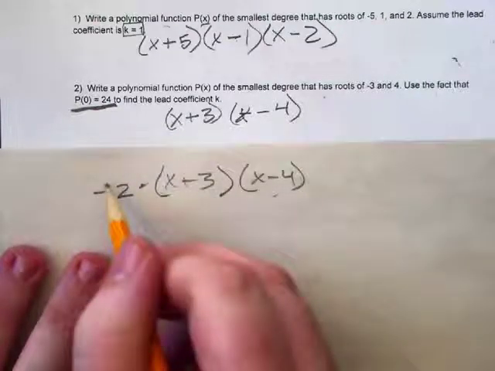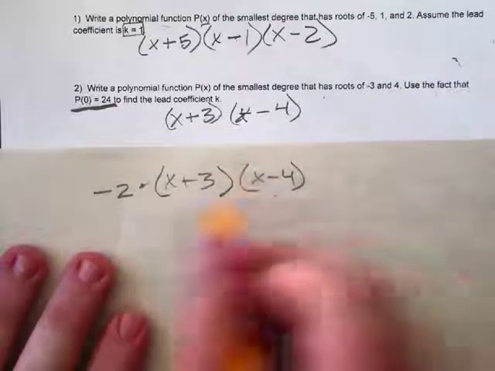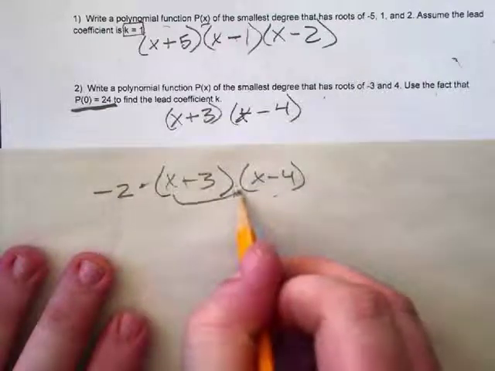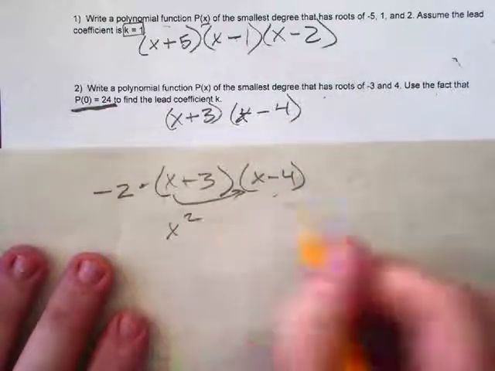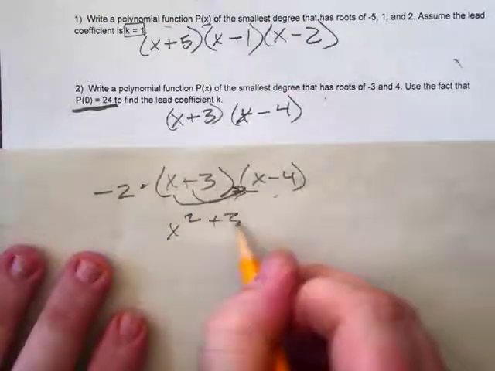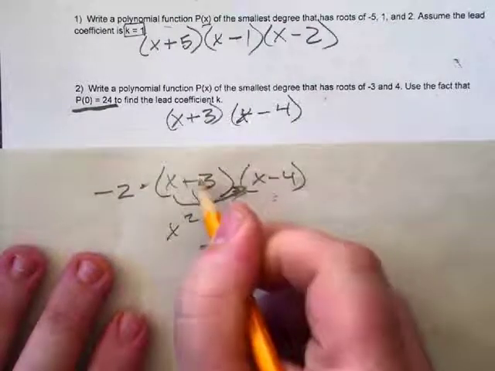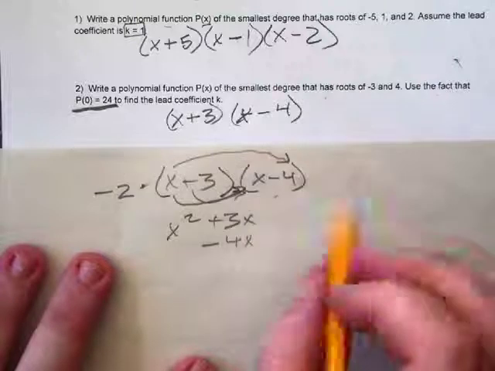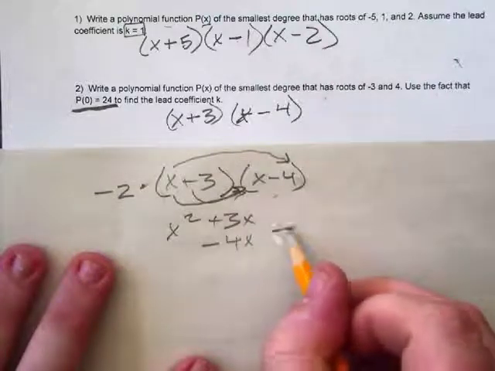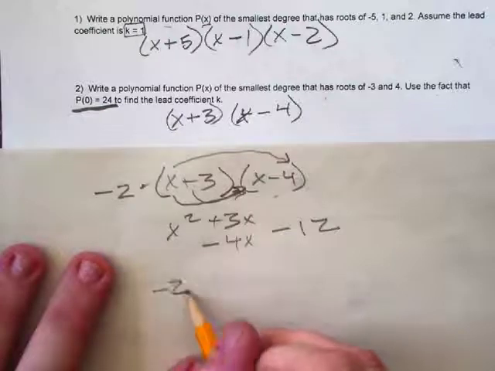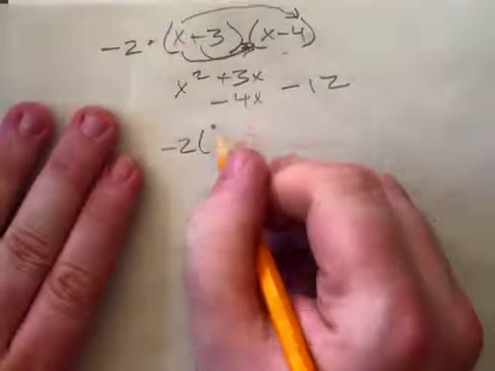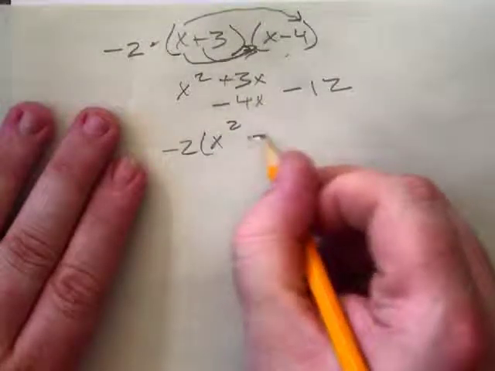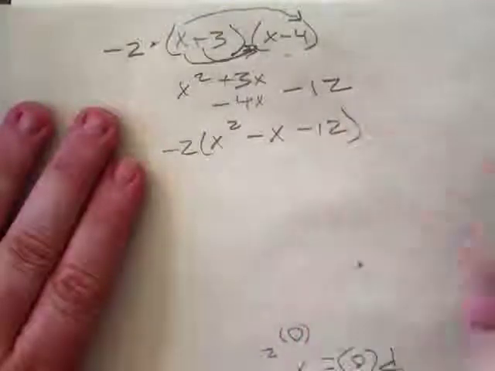Now, let's go ahead and multiply it out. We can do one of two ways. We can just multiply it out, or we can multiply it here. I'm going to FOIL first, and I get x squared plus 3x minus 4x, because we've done this before, and we're going to get the same answer. And minus 12. So now we have negative 2 times, and what do we have here? We have x squared minus x minus 12. Same thing we got earlier.